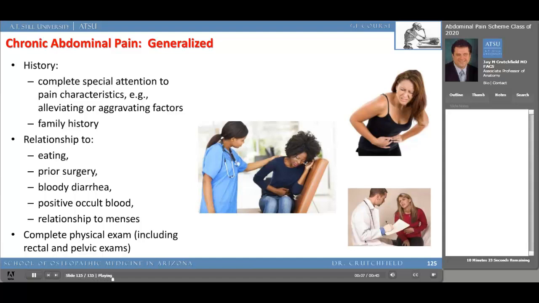There's improvement of the pain with defecation, and the onset is associated with a change in frequency of stools. The onset is also associated with a change in the form or appearance of the stool, and often there's associated passage of mucus. Altered stool passage with straining, urgency, and incomplete evacuation often leave the patient feeling very uncomfortable and seeking medical advice.